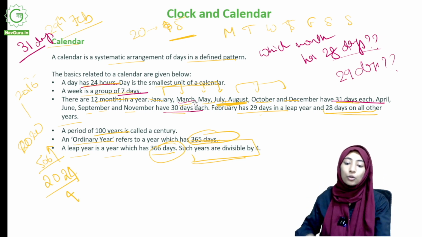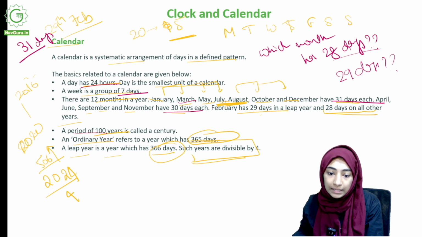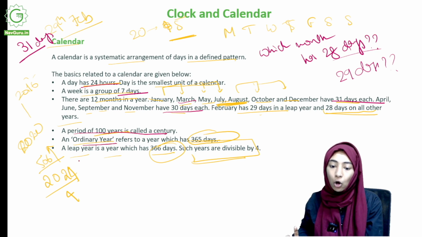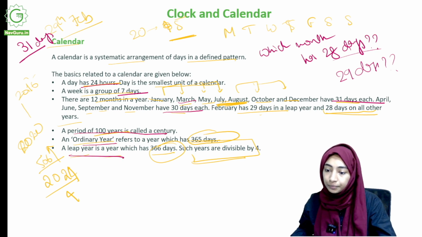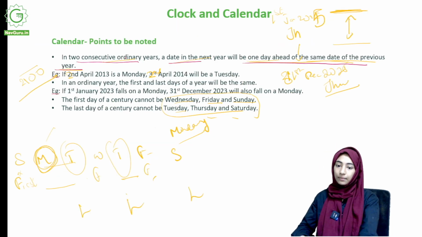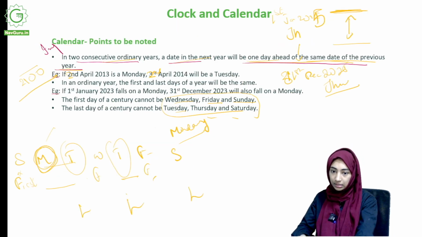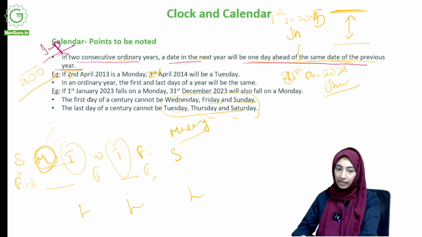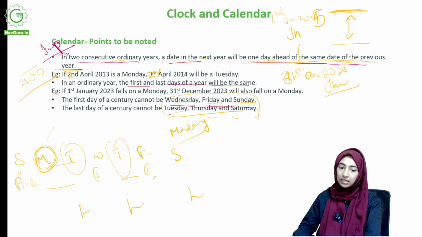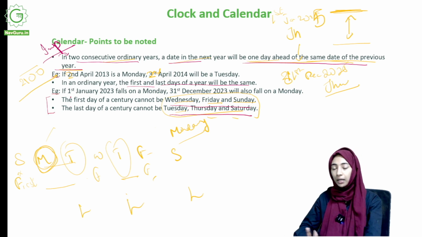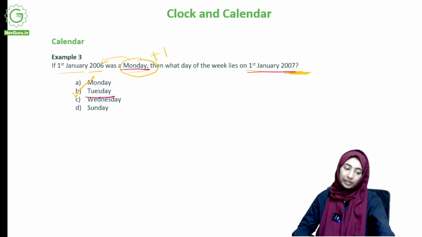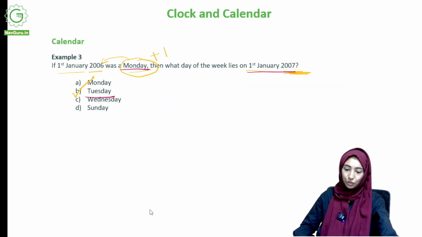Anyway, you need to know that, and you also need to know what a century is, what an ordinary year is, and what a leap year is. Moving on, this is important. This is something that is usually asked, this formula that you have. The first and last days of an ordinary year will be the same. The first day of a century cannot be these 3 days. The last day of a century cannot be these 3 days. These 3 are not very important, but you can just go through them. And then we did an example, right? So that's all you have for this topic, and we are done.